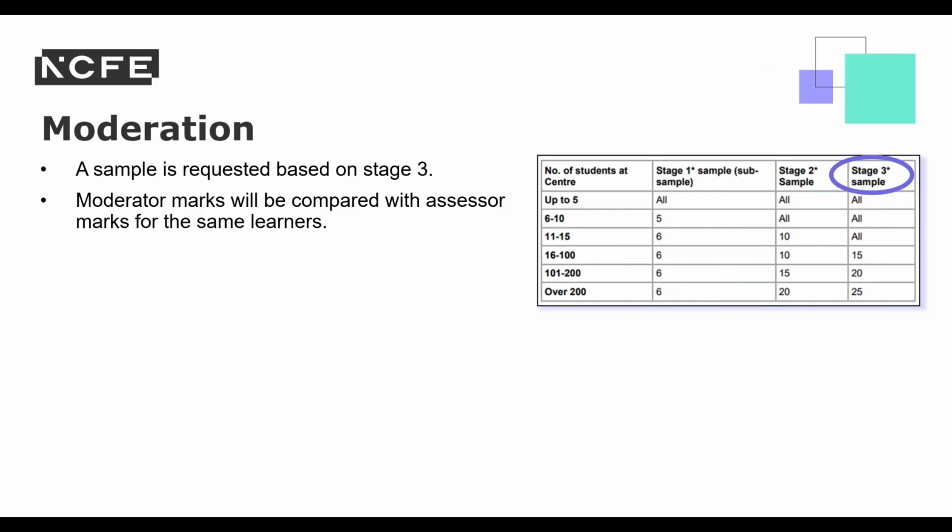You will be asked to submit marks for each learner on the portal, and we will use these marks to select learners to be sampled based on the JCQ sampling strategy. A sample will be requested based on stage 3, and you will be able to view learners selected for sampling on the portal. Learners selected for sampling will be visible on the portal the day after the window closes.